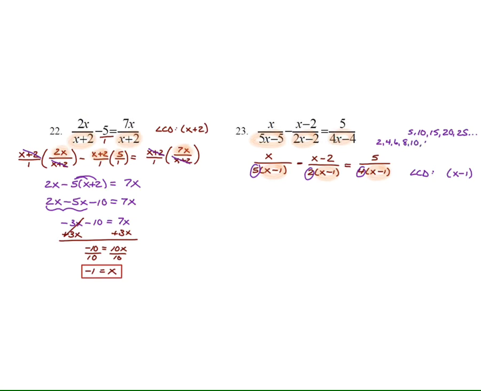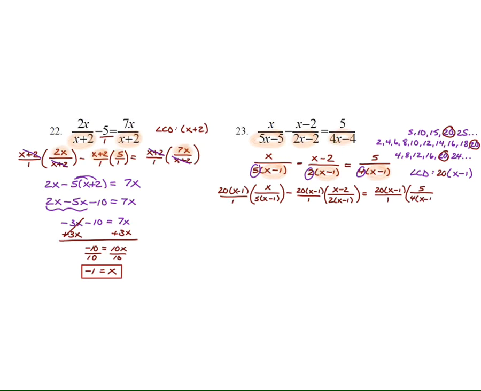So I'm just listing multiples of each number. And what you should get to is the fact that 20 is the smallest number they all can be, which means my least common denominator is 20 times x minus 1. Then I'm going to multiply each term in the original equation by that least common denominator over 1. So I'm just writing that here. And then again, a bunch of stuff should reduce, leaving me with just an equation without fractions.